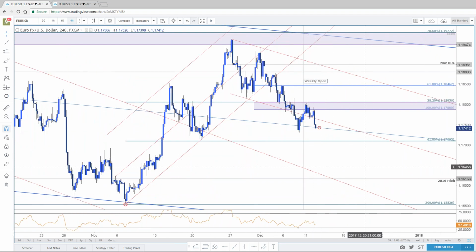Again, that would correspond pretty nicely with the DXY heading a little higher. Those look clean at least.